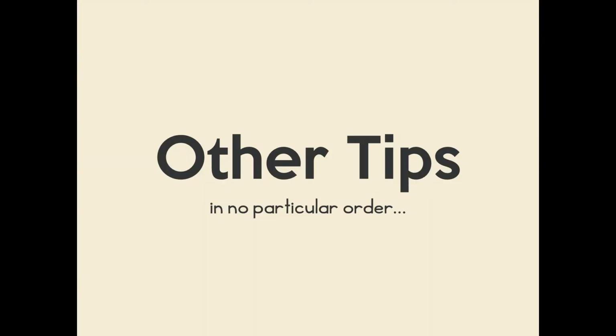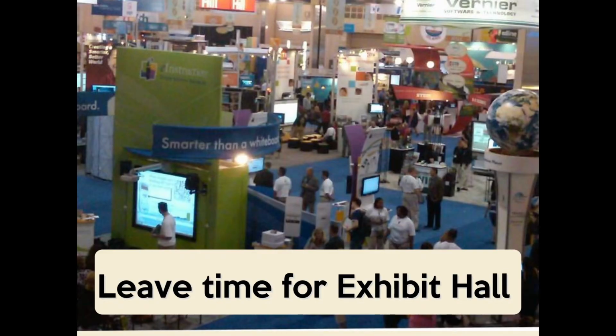Some other tips in no particular order. You're going to want to leave time for the exhibit hall. This is a great place where you can find information on anything ed tech. I could be in here for all of ISTE and probably not see everything. And if you're into free t-shirts or swag, this is another place where you're going to want to visit. And if your sessions don't work out, then just be like, okay, I'll just go to the exhibit hall. But remember, it's a time sucker. So you want to probably just check your watch or your phone to see what time it is while you're there.